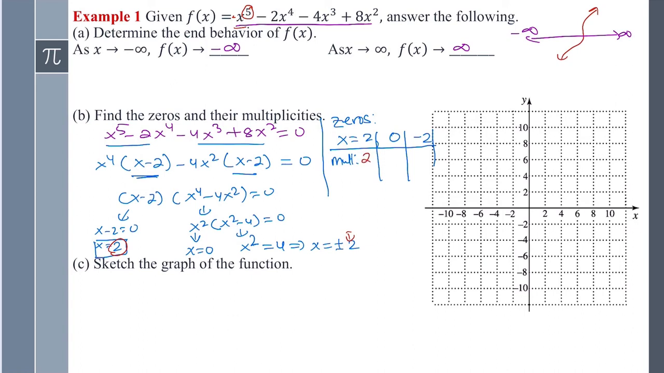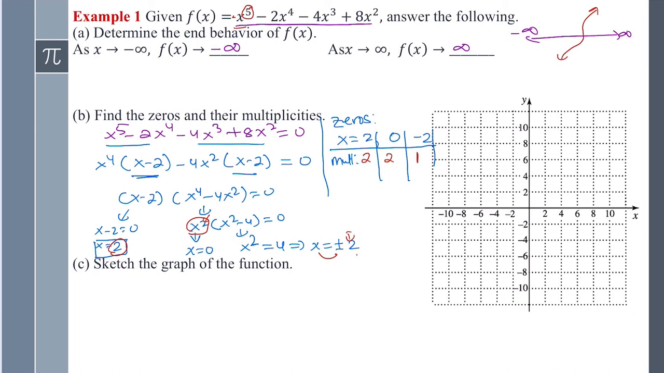Now if we look at 0, this is x squared equals 0, so the power is 2. That means the multiplicity is 2 for that one. And then we get x equals -2. There's only one zero, so the multiplicity is 1. Now when we add the multiplicities, we get the degree of the polynomial: 2 plus 2 plus 1 is 5.